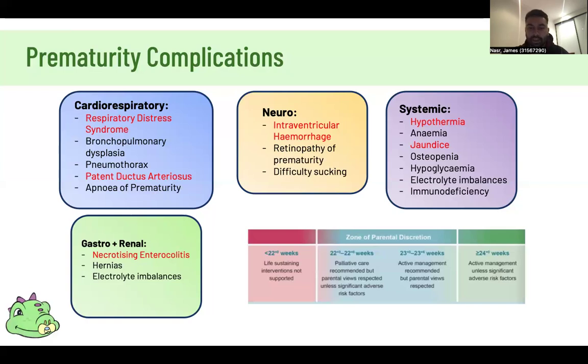Whereas if you move a bit younger than that, then it does start to get a bit complicated. Between 23 plus 0 and 23 plus 6 weeks, active management will be recommended, but parental views will be respected. So if the parents don't want to continue with the pregnancy due to some of the risks, then that will be respected. Vice versa, if it's between 22 plus 0 and 22 plus 6 weeks, then active management won't be recommended. So they'll recommend palliative care. But if the parents want to continue with the pregnancy, then that will be respected.